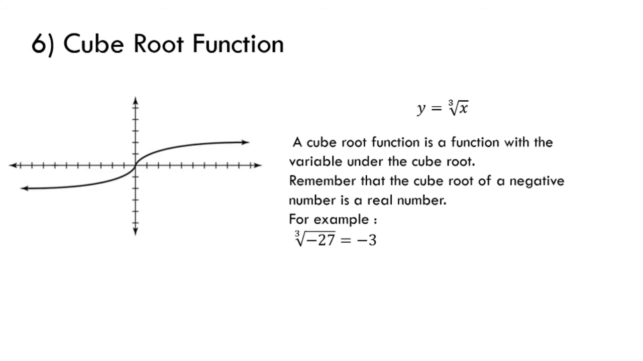This is the cube root function. Y equals third root of x. The variable x is under the cube root. Now we don't have any restrictions under the cube root, so I can do the cube root of -27. The cube root of -27 is -3 because -3 cubed gives me -27. So there's no problem having a negative under the cube root.